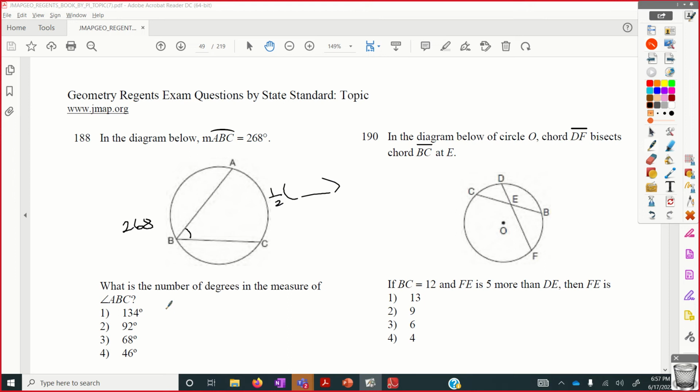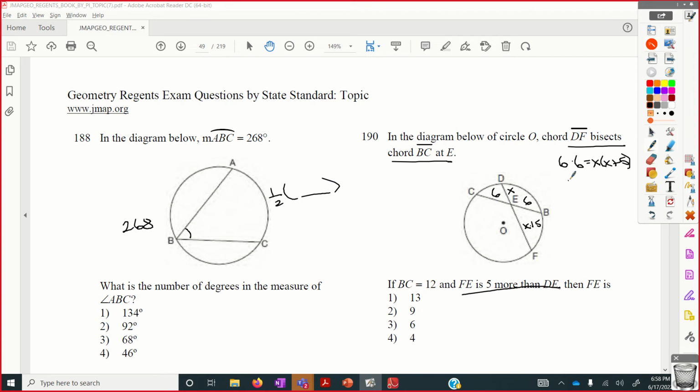All right. If we look at 190, we have segment lengths. We've talked about the part times part here. It says if FE is 5 more than DE, then DE is x. This is x plus 5. We know that the length of BC is 12. And it says that DF bisects chord BC, so each of these is 6. So when we do part times part, we're going to do 6 times 6 is equal to x times x plus 5. This is going to be a quadratic.